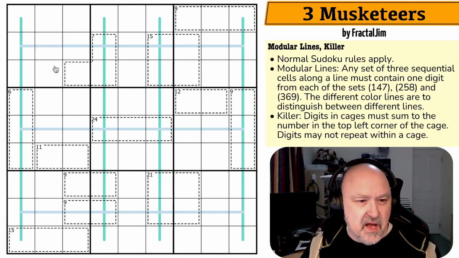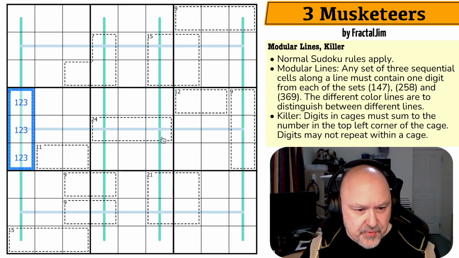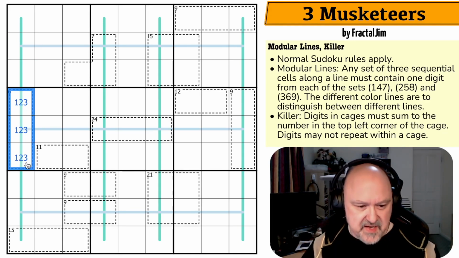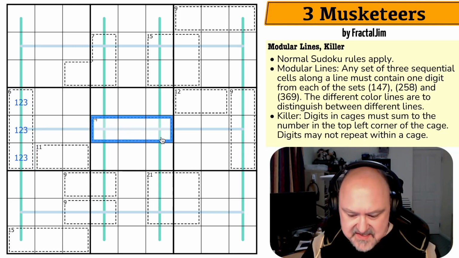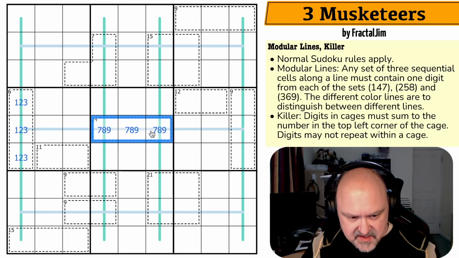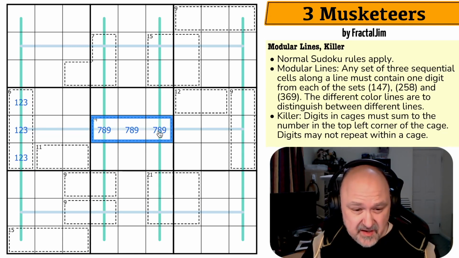I'm not sure I can color the whole puzzle for modulo, but I do know that a 6 in 3 cells is 1, 2, 3. The smallest 3 digits I can put in are 1, 2, 3. So these must be 1, 2, and 3. Now, these must be 7, 8, 9, because they're the highest digits I can put in. If I reduce any of these digits, I don't get to 24.